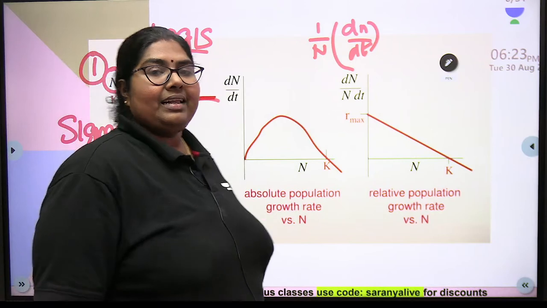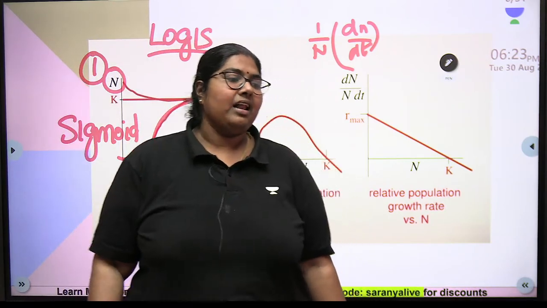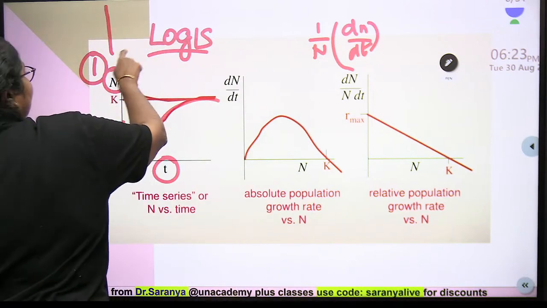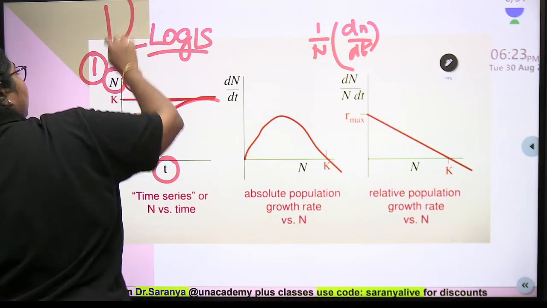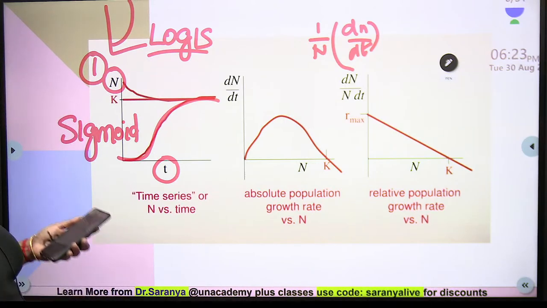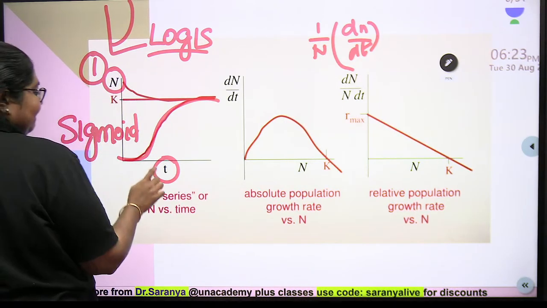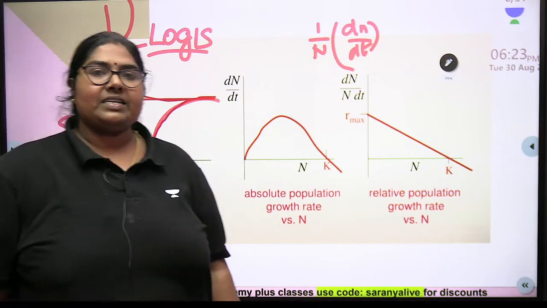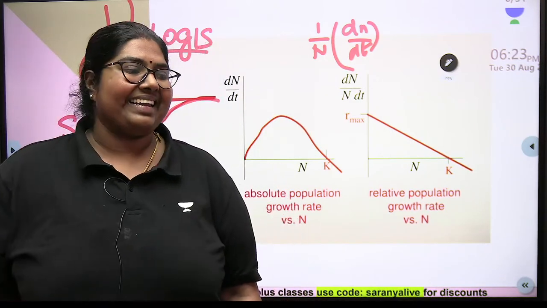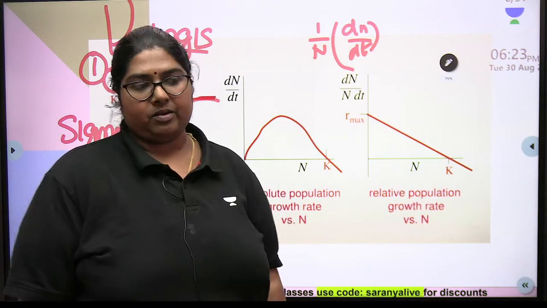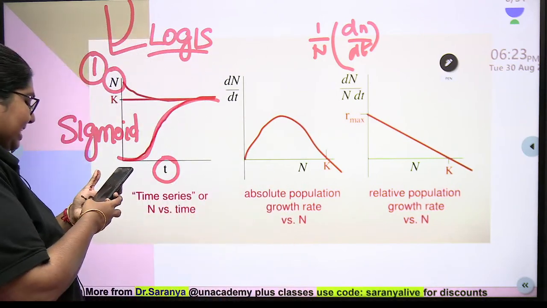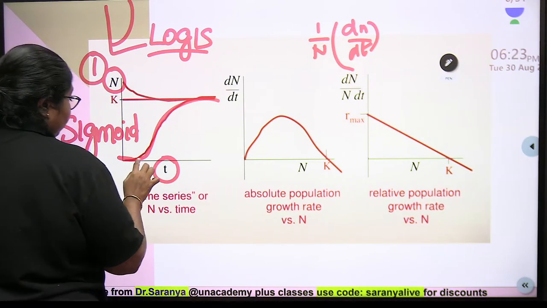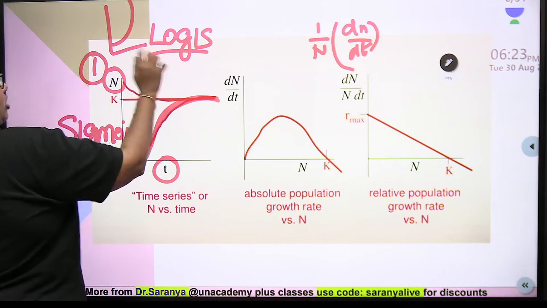If it is going to be exponential, how will be the graph? For exponential, the graph is going to be J-shaped. For logistic only, this n versus t is sigmoidal shape. Everybody got this point? Please note these graphs separately. Definitely questions will be coming from this topic. So your sigmoid curve represents your logistic.